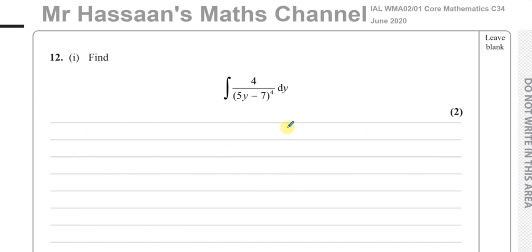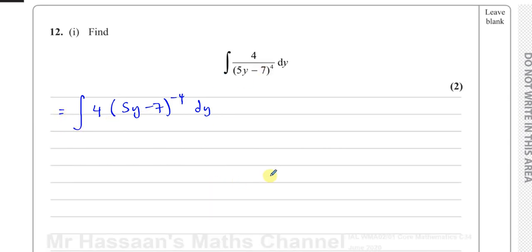This question says you want to integrate with respect to y the expression 4 over (5y minus 7) to the power of 4. Now, I'm going to rewrite this so that the bracket with the variable is written on the numerator. So I'm going to rewrite it as the integral of 4 times (5y minus 7) to the power of negative 4 dy. They're the same thing. This is the same as that. Now it's in a form where I can integrate it.